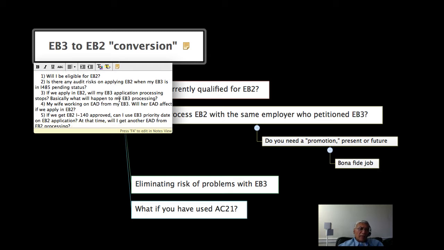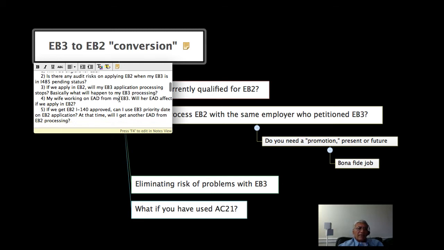If I get EB2 I-140 approved, can I use EB3 priority date? The answer is yes. At that time, will I get another EAD from EB2 processing? No. What you do is, you take the EB2 I-140 approval and put it on top of the existing 485.